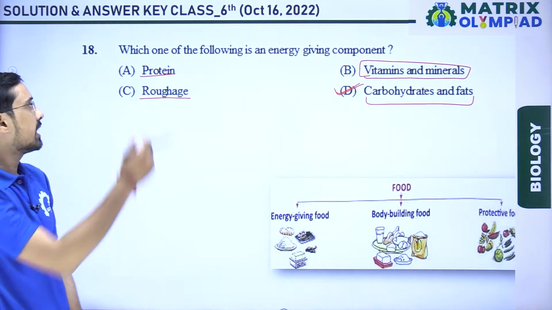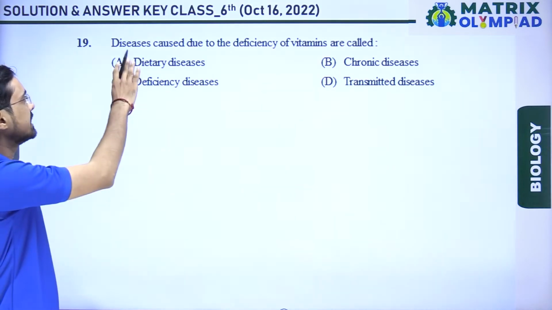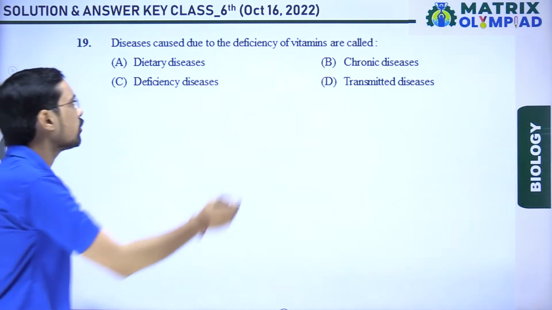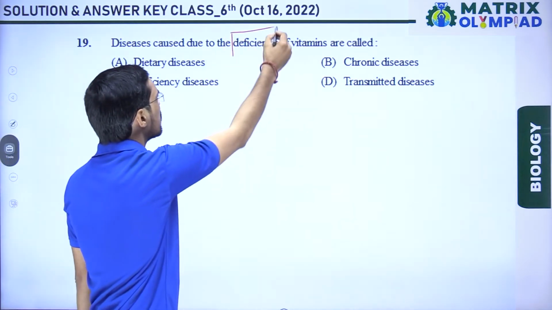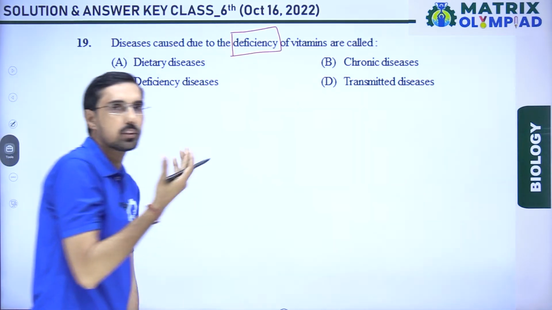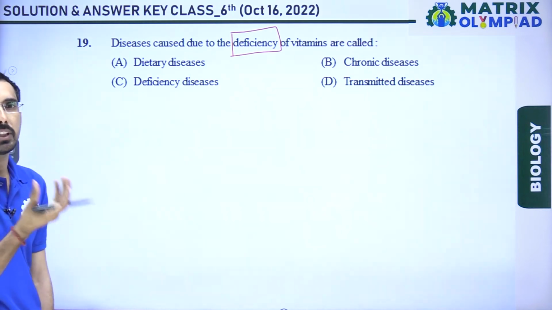Now move to the next question. Disease caused due to the deficiency of vitamins. Here the word given is deficiency. Deficiency is like कमी.